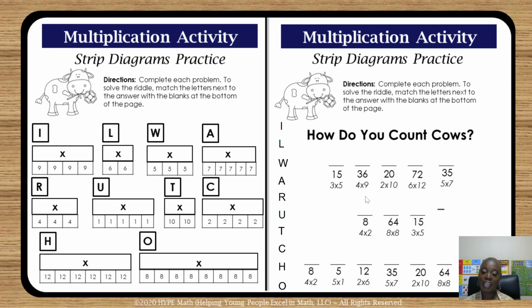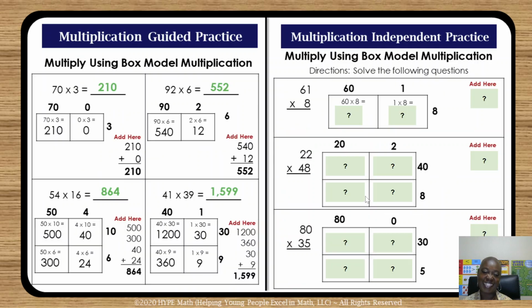Here is a multiplication activity. Of course, we want to make it fun and engaging. How do you count cows?